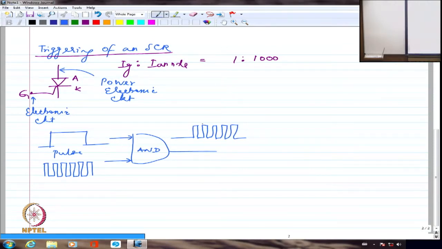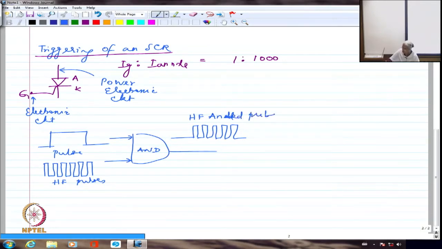So this now, if I can give it to a transformer, in all probability the transformer will not saturate provided I give ample time here for defluxing, or whatever is the flux that has been accumulated in the transformer winding, it should have sufficient time to get rid of that flux, right? So whatever is the high frequency, this is HF pulses and this is HF ANDed pulses.